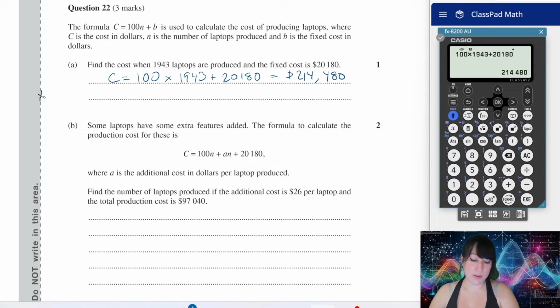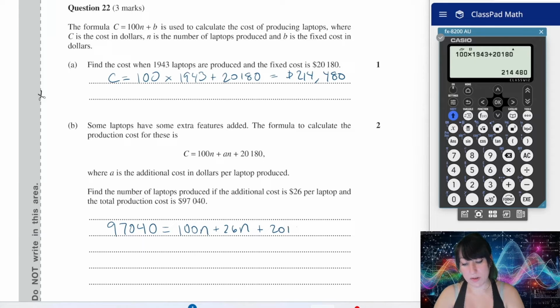Find the number of laptops produced if the additional cost is $26 per laptop and the total production cost is $97,040. So this time they're asking for the number produced, they're asking for N, which means we're going to have to solve for N. The cost is given, that's C, that's $97,040. That is equal to 100N, again, we don't know what N is yet, plus A times N. A is the additional cost, which was said to be 26. So we'll write 26N plus 20,180.